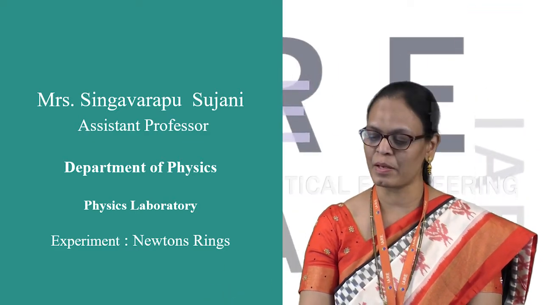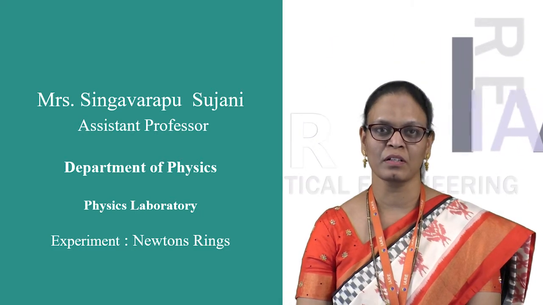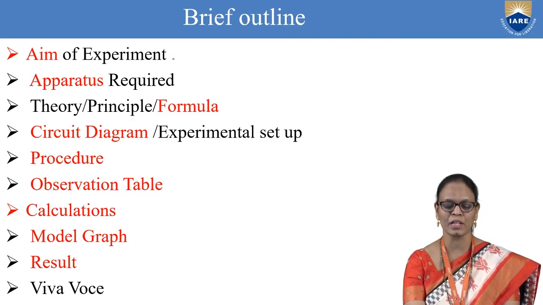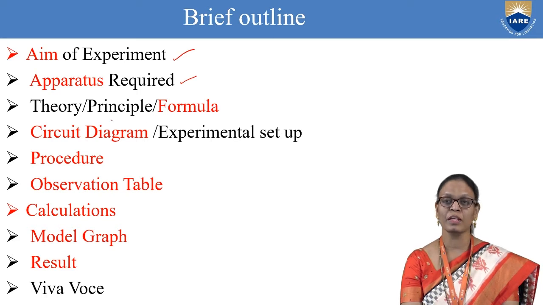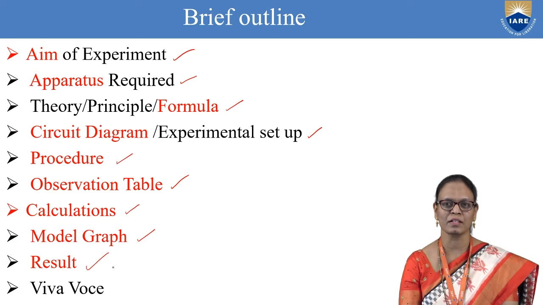Before we start the experiment, let us see the brief outline of the experiment. First, we need to know the aim of the experiment, then the apparatus required. You need to understand the theory behind the experiment and know the formula, the required circuit diagram or the experimental setup, in this case of Newton's rings experiment, the procedure of how to do the experiment, and then a tabular column to tabulate the readings. And we are going to see some sample calculations and also a model graph and how to get the final result. You also need to understand the theory and answer some viva voce questions at the end of the experiment.